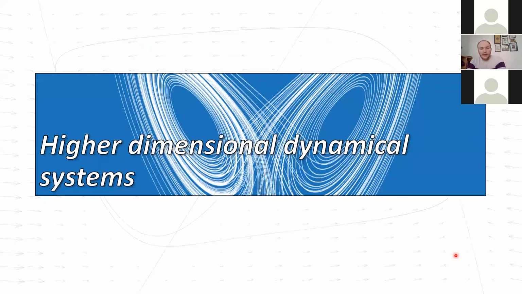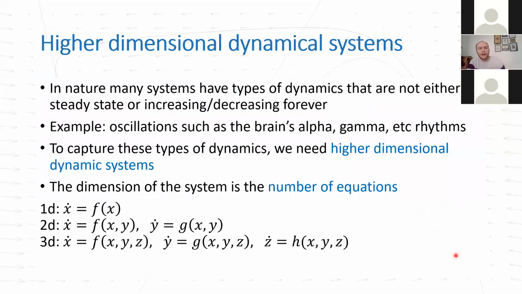Okay. I'm now going to talk about higher dimensional dynamical systems, because there might be something I've said about these one-dimensional systems that you might think is a bit weird, namely that you either increase or decrease forever, or you come to a steady state. In nature, there are many systems that don't do just those two things. A key example, for people interested in MEG and EEG, for example, might be brain oscillations, so alpha rhythms, gamma rhythms, and so on. These aren't a steady state because it's an oscillation, and it's not increasing or decreasing forever.